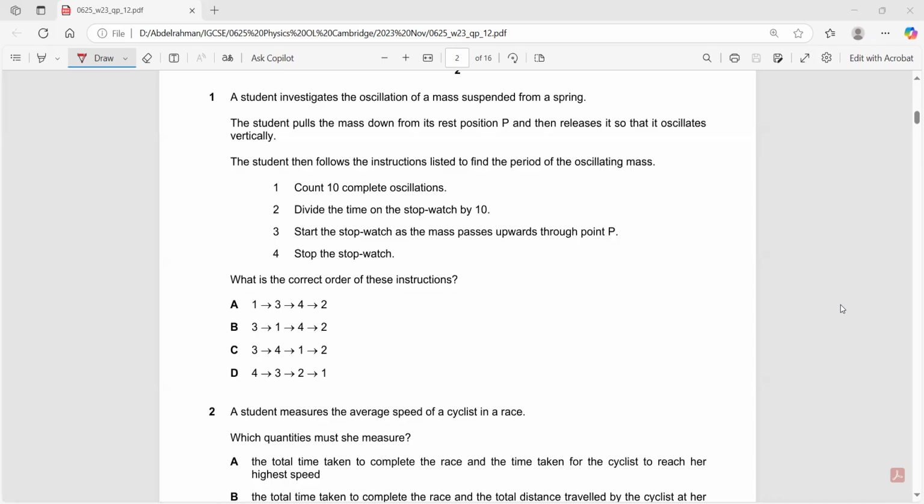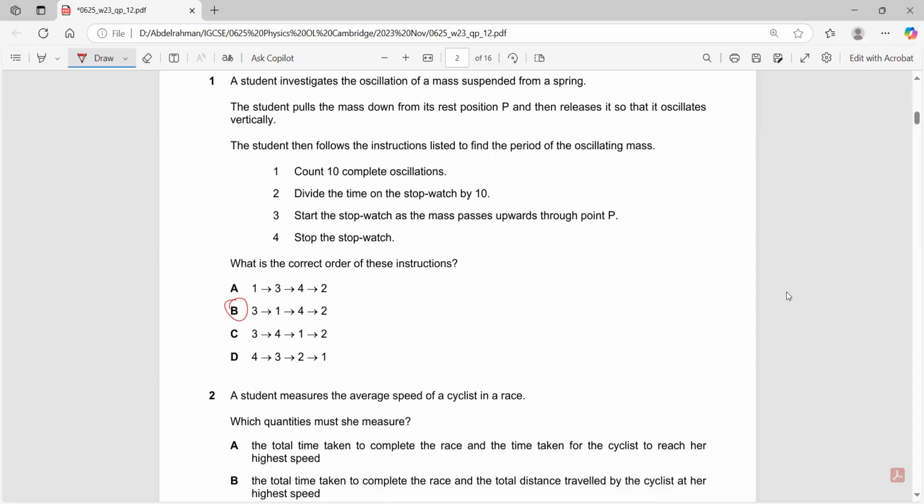How can I put these instructions in the correct order? If we think about them carefully, we'd find that you have to start off with 3, and then 1, and then 4, and then 2, which is B. Okay.